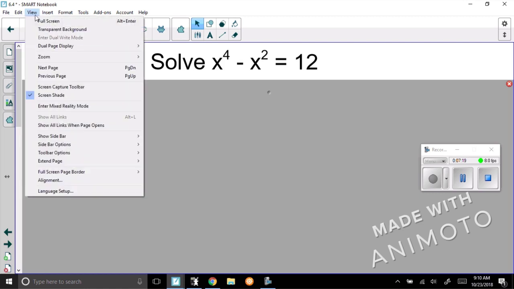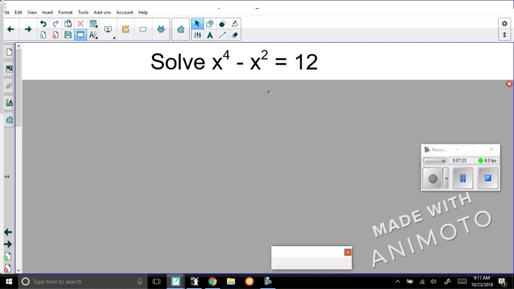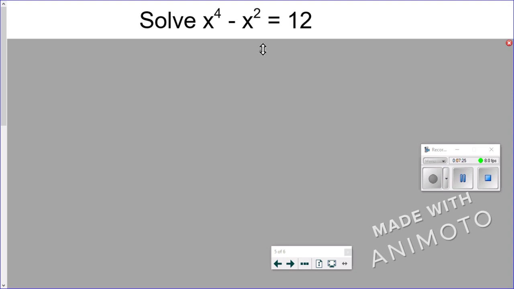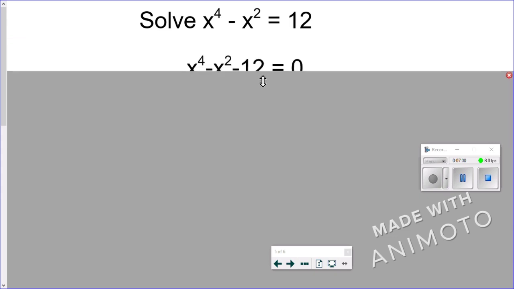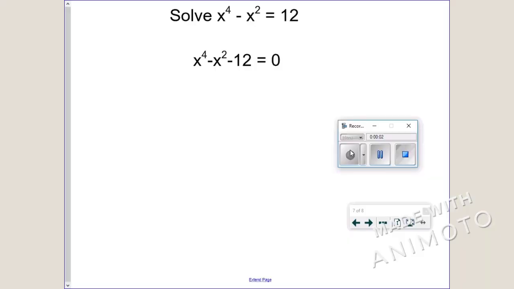All right, now here I want to solve x to the 4th minus x squared equals 12. Why don't you pause the video and try this? At least the first part, get it equal to 0. Okay, there are actually 2 different ways we could approach this one.